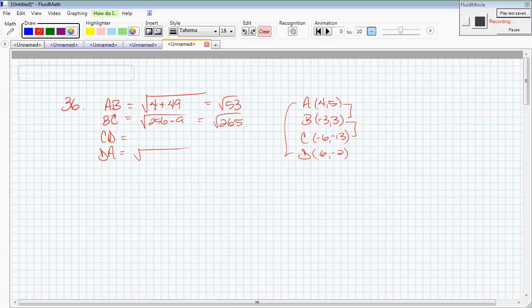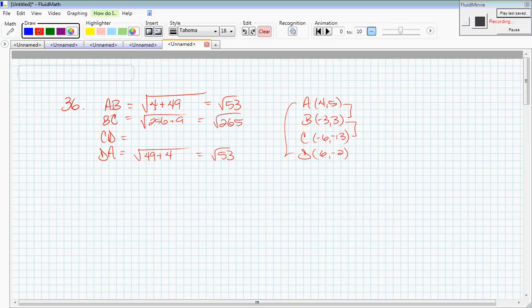Okay, so we'll do AD. In this case, we'll have 5 minus a negative 2, which is 5 plus 2. That's 49. And then 4 minus 6 will be a negative 2, but when you square it, it becomes positive, so that's 4. So we have the square root of 53. So we do have a pair of consecutive sides that's congruent. Not congruent to its opposite side.